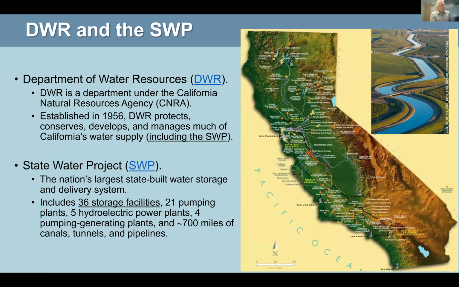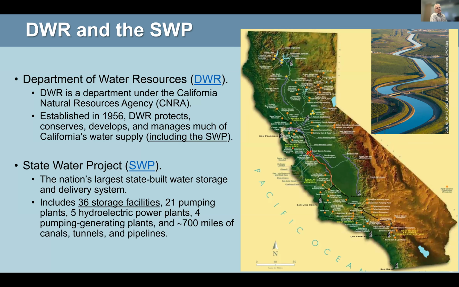So we have to first start and understand what maps we're making. The Department of Water Resources is a department under the California Natural Resources Agency. It has a broad mission, but it protects, conserves, develops, and manages much of California's water supply. There are other departments under CNRA. Most folks know CAL FIRE, Parks and Rec, and DWR is one of those.